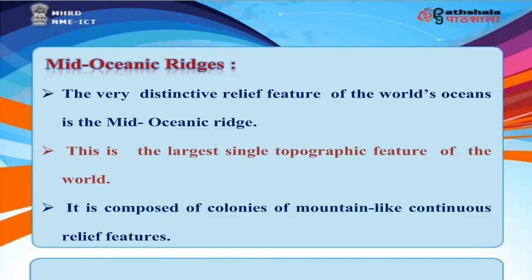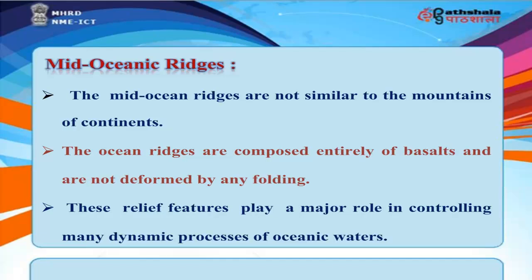Mid-Oceanic Ridges. The very distinctive relief feature of the world's oceans is the Mid-Oceanic Ridge. This is the largest single topographic feature of the world. It is composed of chains of mountain-like continuous relief features. The mid-ocean ridges are not similar to the mountains of continents. The ocean ridges are composed entirely of basalts and are not deformed by any folding. These relief features play a major role in controlling many dynamic processes of oceanic waters.